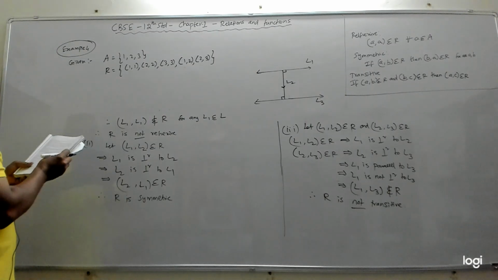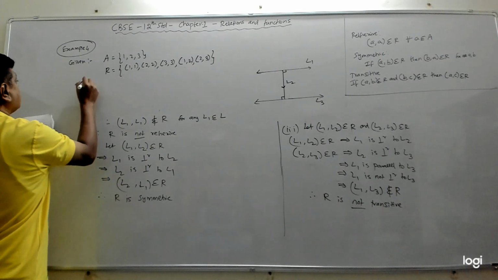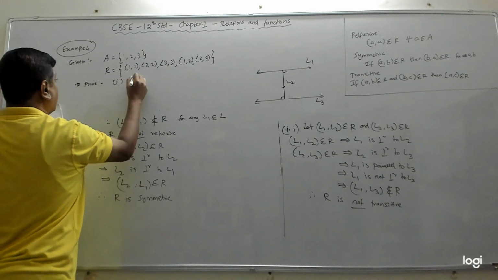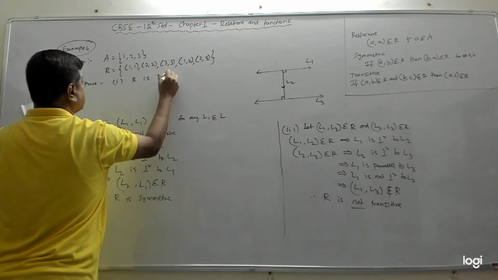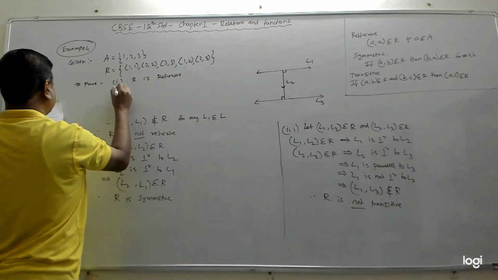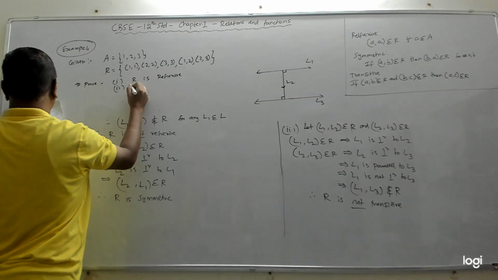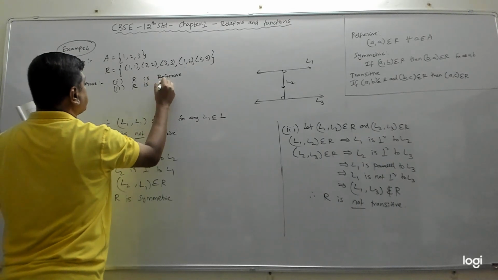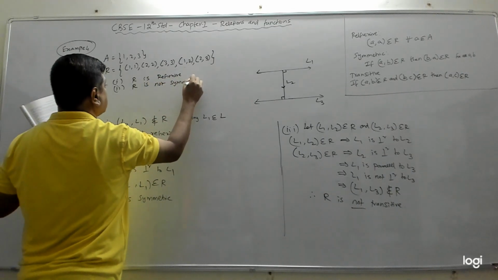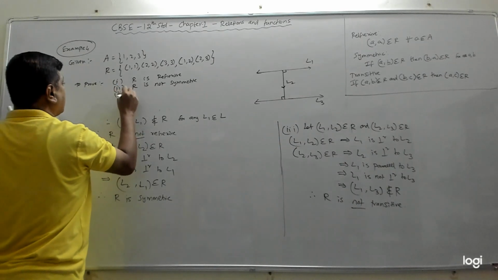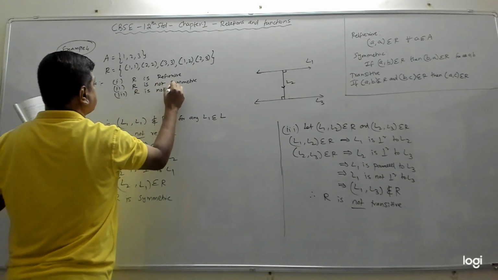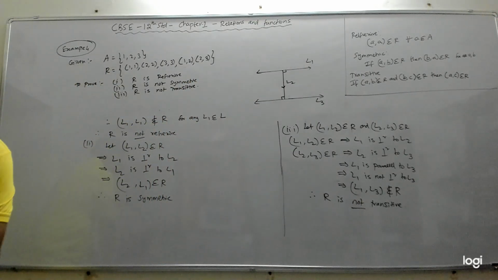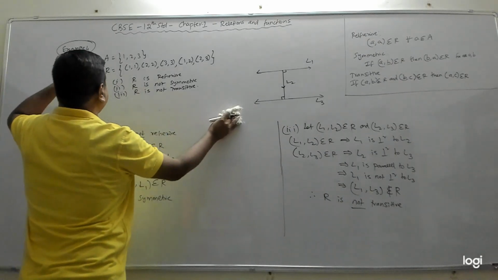And we should show that. So what do we have to prove? First one is R is reflexive. Second one, R is not symmetric. Third one, R is not transitive. So we need to show these three for this relation on this set.